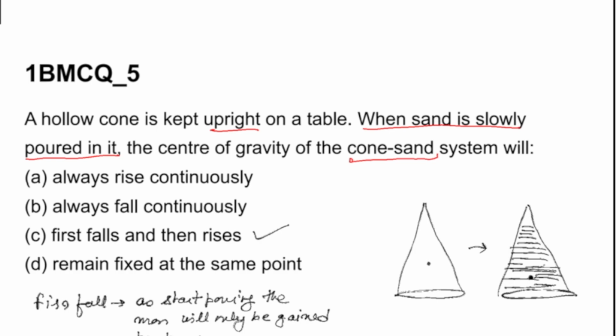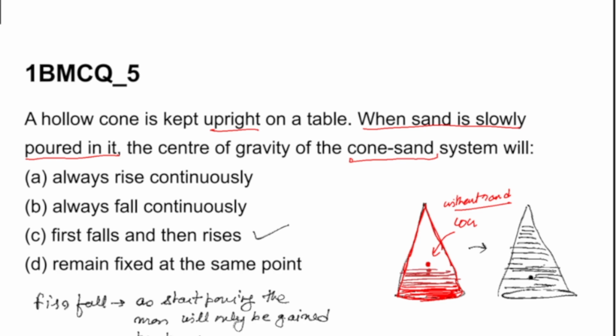So what will happen? Let's say this was the cone. It was a hollow one, and we know that h by 3 from the base will be the center of gravity at this point. So this will be the COG without sand. Now what will happen if we start pouring sand? When we pour the sand, it will get accumulated on the base. So we are getting more mass at the bottom. So this center of gravity will shift down here, right? And if we pour it more, it will come down more.